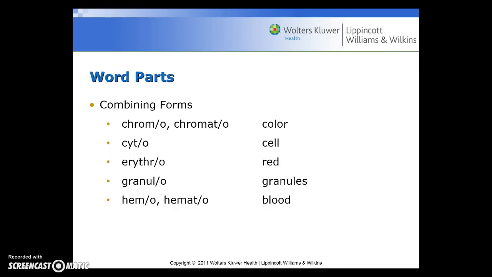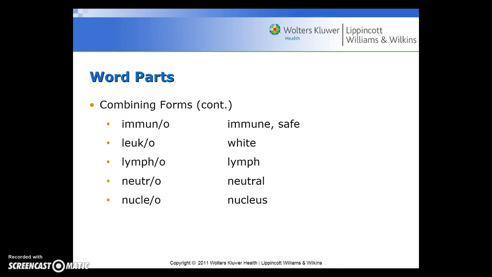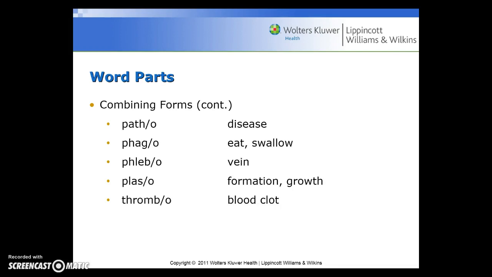So let's move on to word parts, now that we have some anatomy and physiology and some definitions. Chromo, or chromato, refers to colors, cyto to cell, erythro to red, granulo to granules, hemo or hemato is blood, immuno is immune or safe, leuko for white, lympho for lymph, neutro for neutral, nucleo for nucleus, patho for disease, phago for eat or swallow, phlebo for vein, plasmo for formation or growth, thrombo for blood clot.